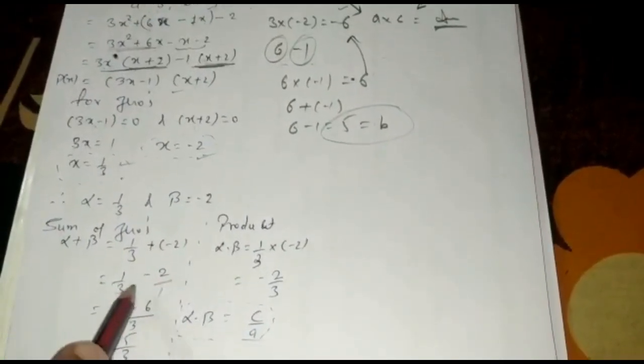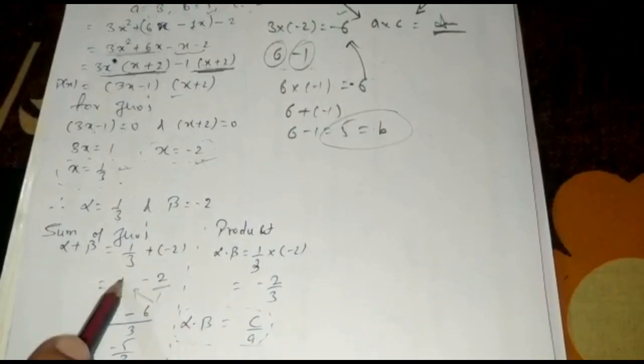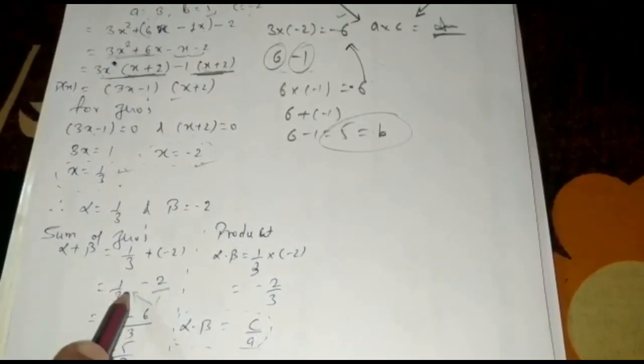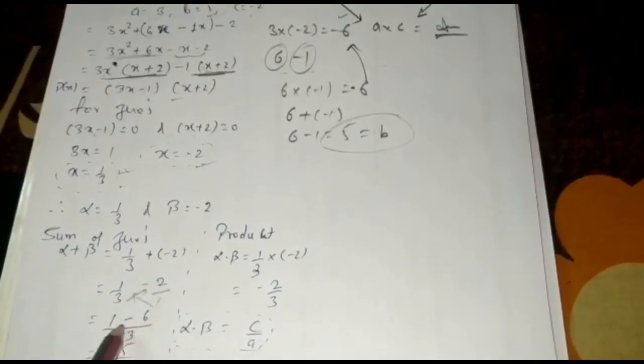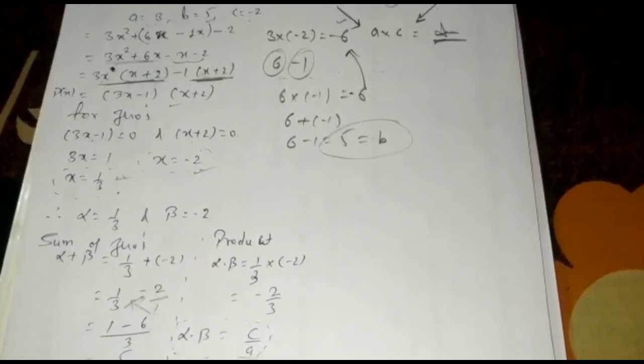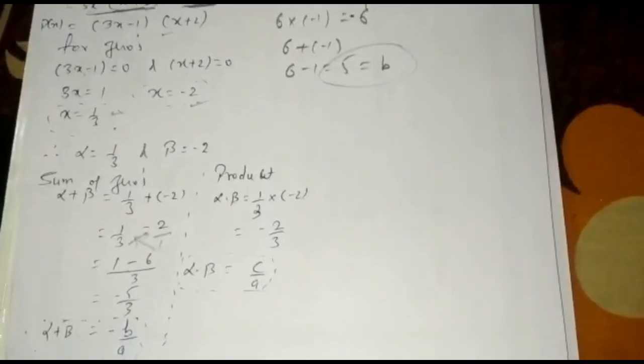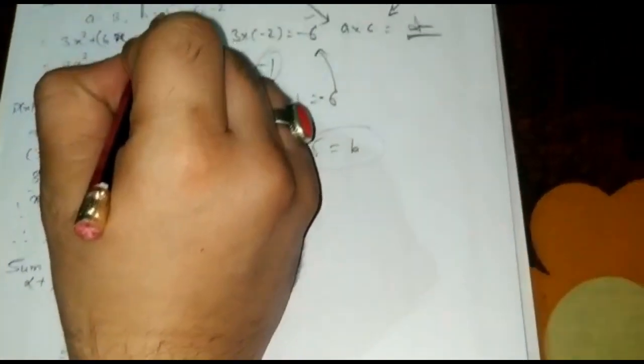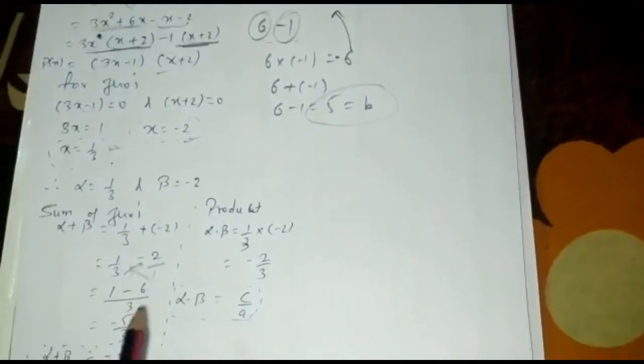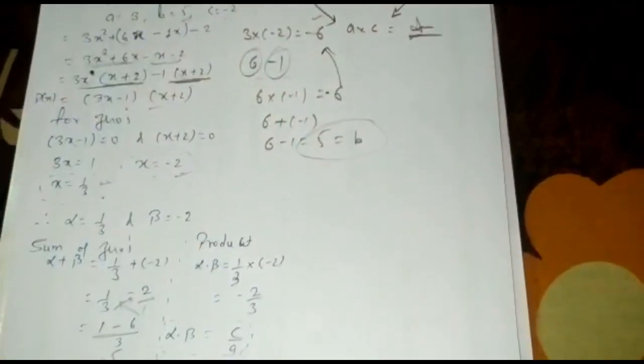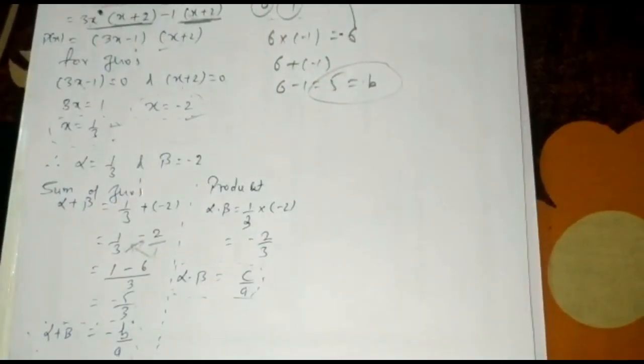So that will be equal to 1 by 3 plus into minus 2. When we take LCM, when we multiply this from that, 1 into 1 will be 1 and 3 into 2 will be 6. So 1 minus 6 upon 3. That will be equal to minus 5 by 3. And alpha plus beta equal to minus b by a, that means minus b means minus 5. Minus 5 by a means 3. So alpha plus beta will be equal to minus b by a.